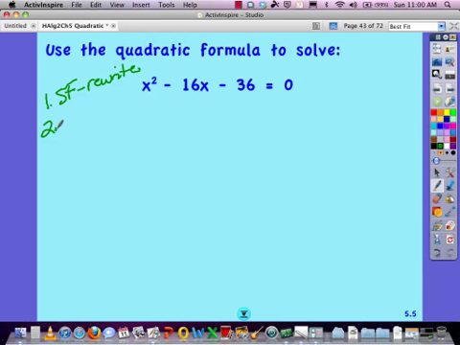So step 2, identify your A, B, and C values along with their signs. So be very careful. Our A value is sitting right here, our B value is sitting here, and our C value is sitting right here. If you need to, do it along the side of your paper: A equals 1, B equals negative 16, C equals negative 36. Then that's what you do before you start your quadratic formula.